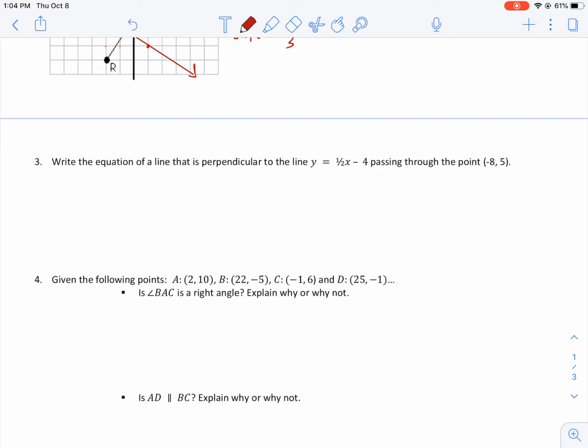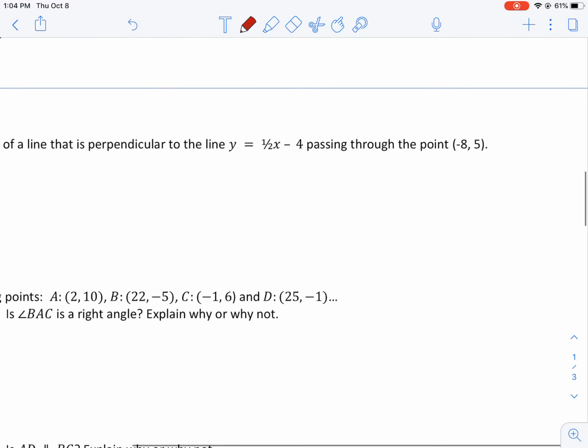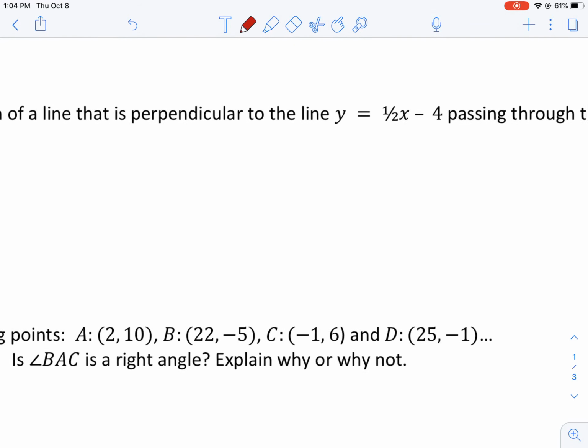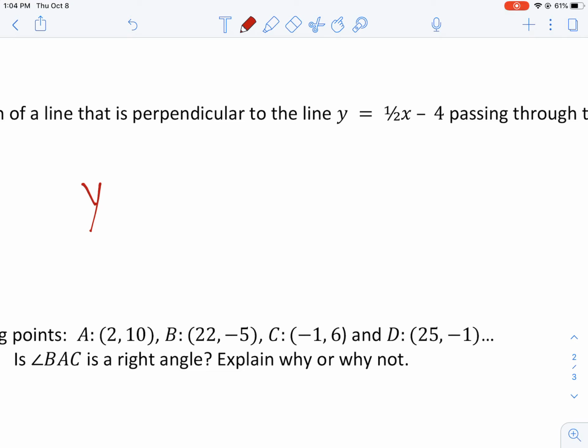Question number 3. Write the equation of a line that is perpendicular to y equals 1/2 x minus 4, passing through the point -8, 5. So whenever we're writing the equation of a line through a point, we are using our point slope form. So I'm going to have y minus something equals m(x minus something).